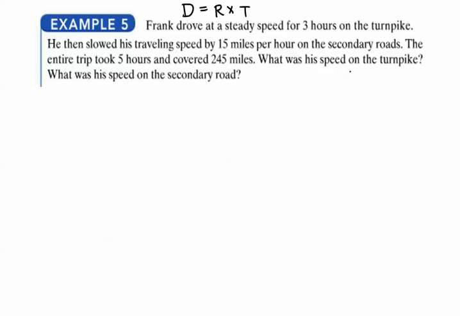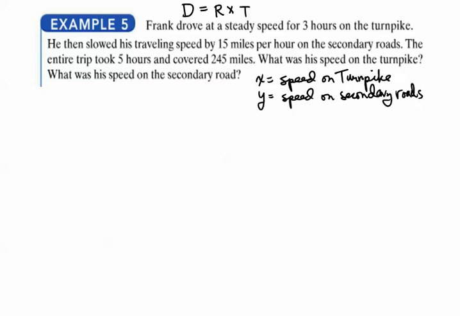So we have two things we're looking for. X is the speed of the car on the turnpike. Y was the speed on the secondary roads. Now we are told a few things. Again, we have three different quantities we're interested in here: distance, rate, and time. So the two quantities that we're looking for are the speed, which are the rate on the turnpike, and the speed on the secondary roads.